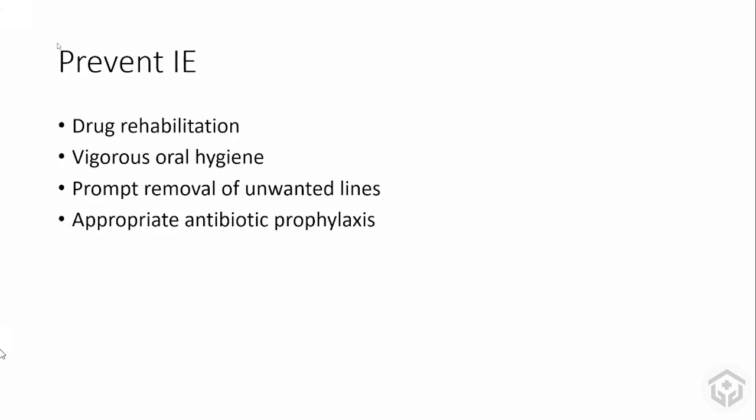The presence of CVP lines, like hemodialysis catheters or CVP lines for a long time, and even cannula site infections, can lead to infective endocarditis. So we have to remove unwanted lines and keep patients free of lines as much as possible. And then there is appropriate antibiotic prophylaxis.